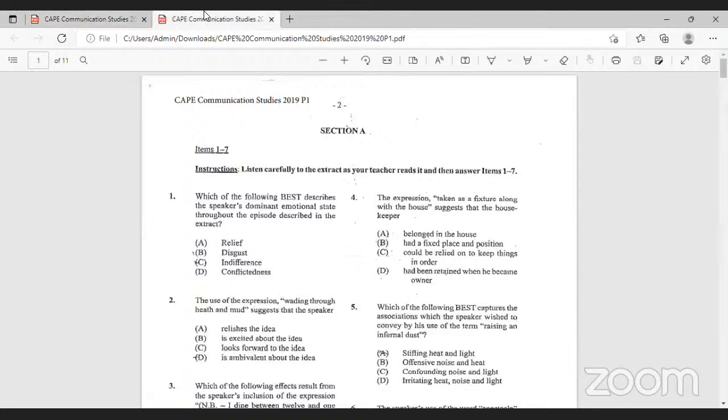So, first question: which of the following best describes the speaker's dominant emotional state throughout the episode described in the extract? Is it relief, disgust, indifference, or conflictedness? So feel free to type in the chat what you think the answer is. We're not going to take so long. We have a lot of questions to go.